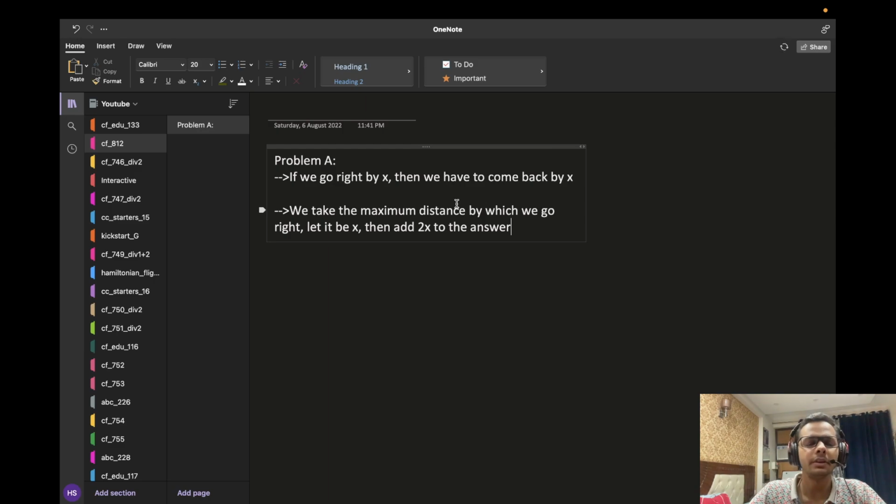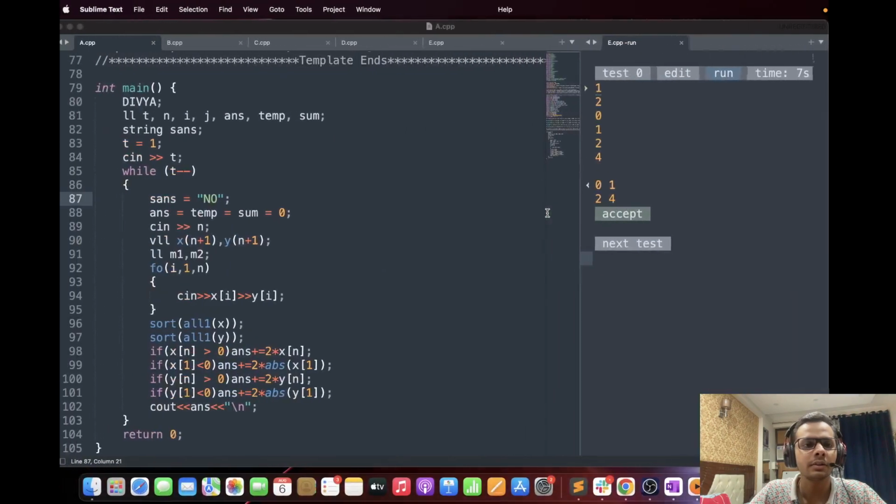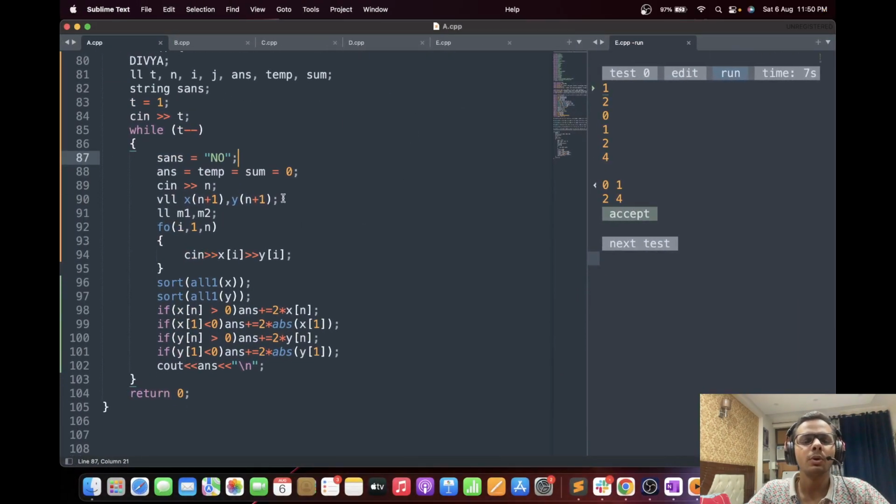This is the simple thing that we have to do here, and then we have to repeat this for all four directions. This way we can solve the problem pretty easily. So this basically completes the solution. Let's just have a look at the code. The code is pretty simple.